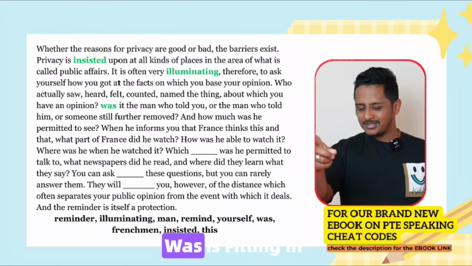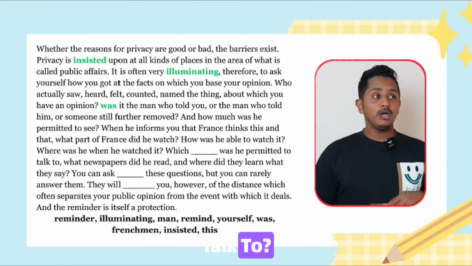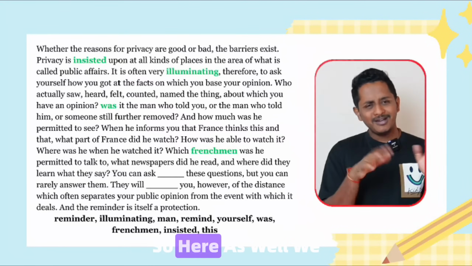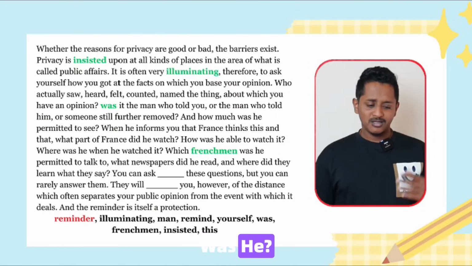So was it the man, was it fitting in. The fourth one: which dash was he permitted to talk to? Which person was he permitted to talk to? Which Frenchman is the only thing. So here as well we are applying the elimination method. Which reminder was he permitted to talk to?